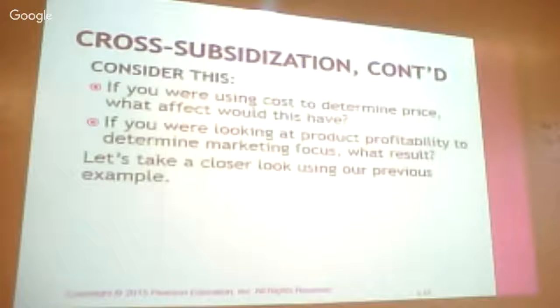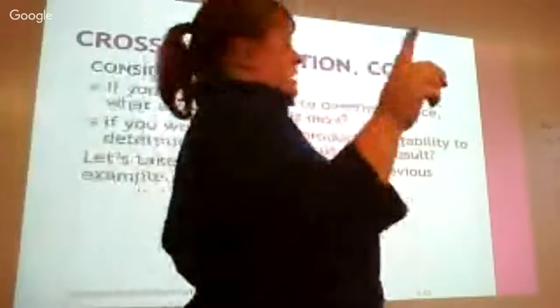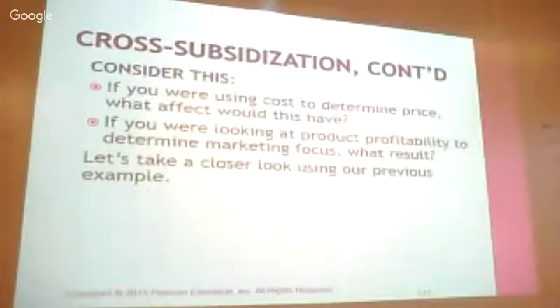All right, so consider this. If you were using cost to determine price, what effect would cross-subsidization have? If I have two products, product A and product B, and I over-allocated in product A, under-allocated in product B. So what would happen to A? If I over allocated to A, what happens to my expenses? You charge too much. Yeah, okay. So my expenses would be higher than they should be. Then I would have to charge too much for that product. Then, in order to make profit, right?